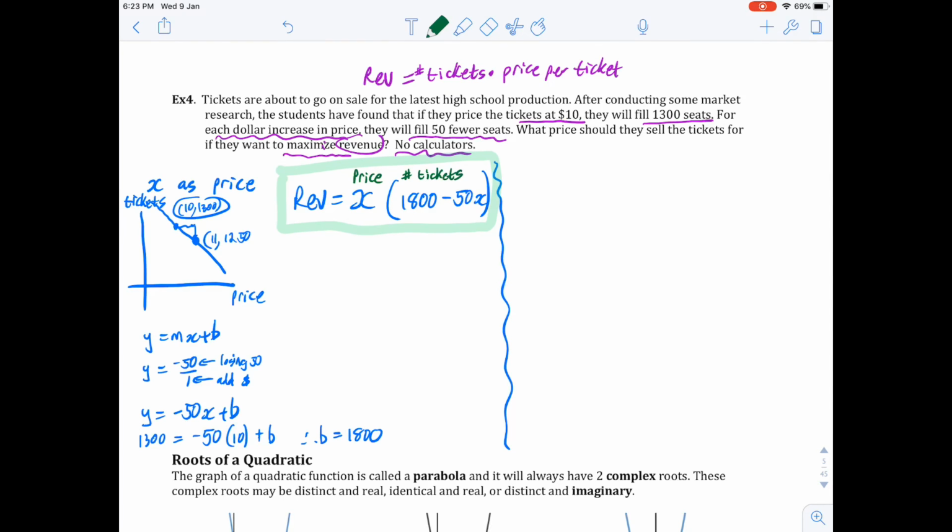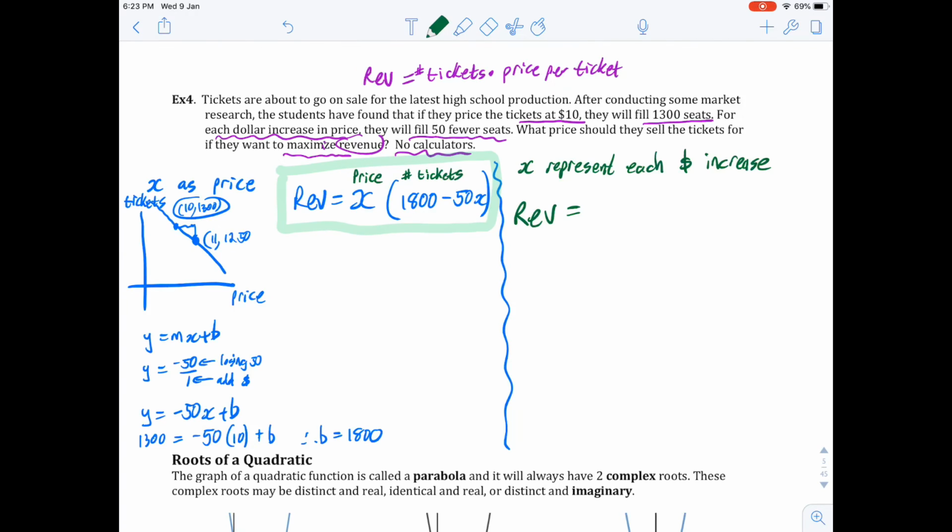Okay, so here's an alternative approach. In the alternate approach, x is going to represent each dollar increase, or another way of thinking of it is x is going to represent incremental change. Okay, so then we can do it like this.